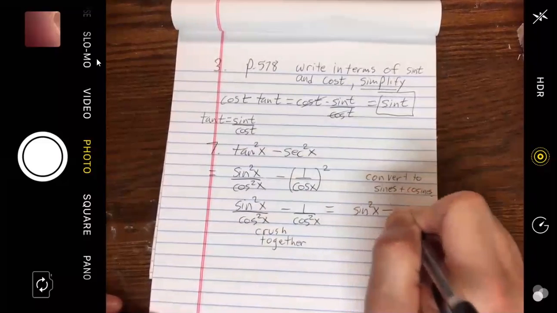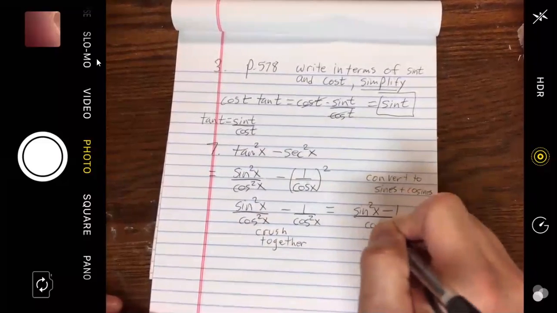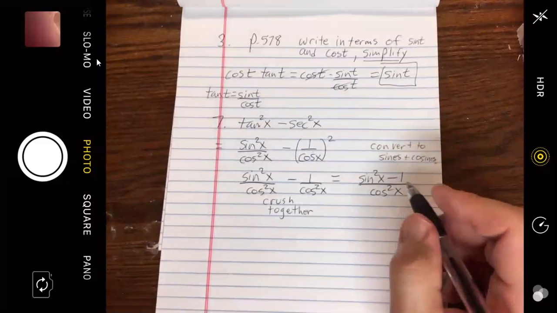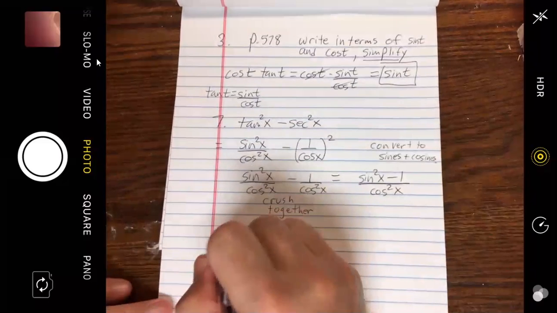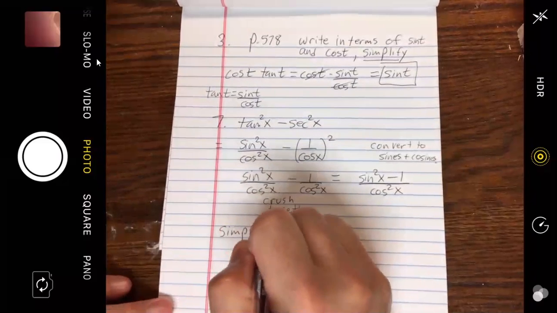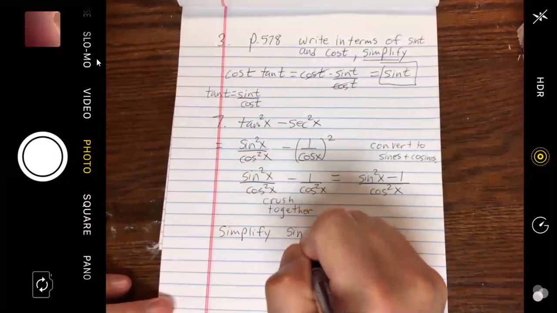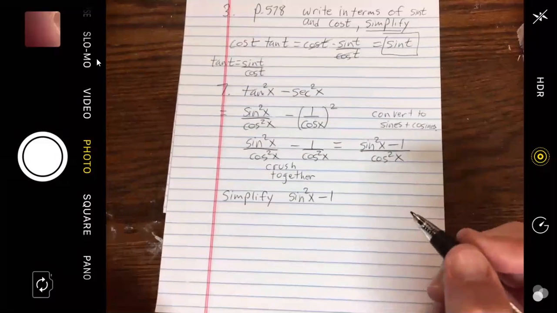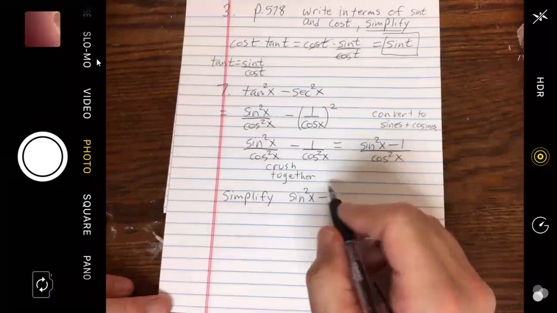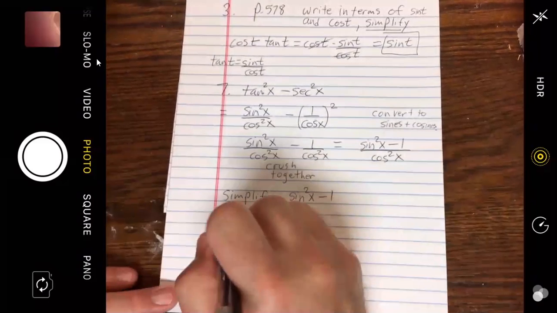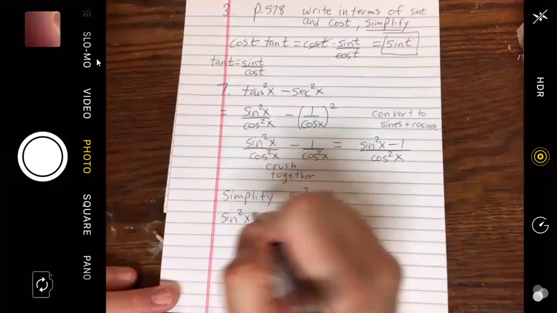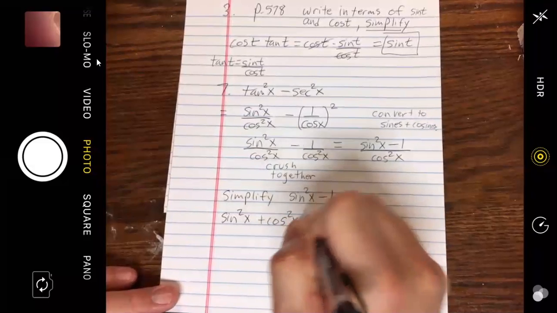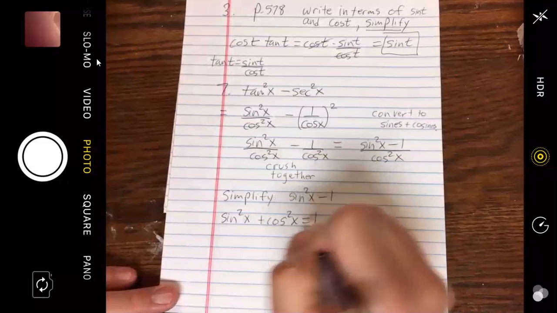Square root of x minus 1 all over cosine square root of x. All right, so how do I simplify sine squared of x minus 1? Well, it will simplify from sine squared of x, cosine, got to kind of work it out from this.